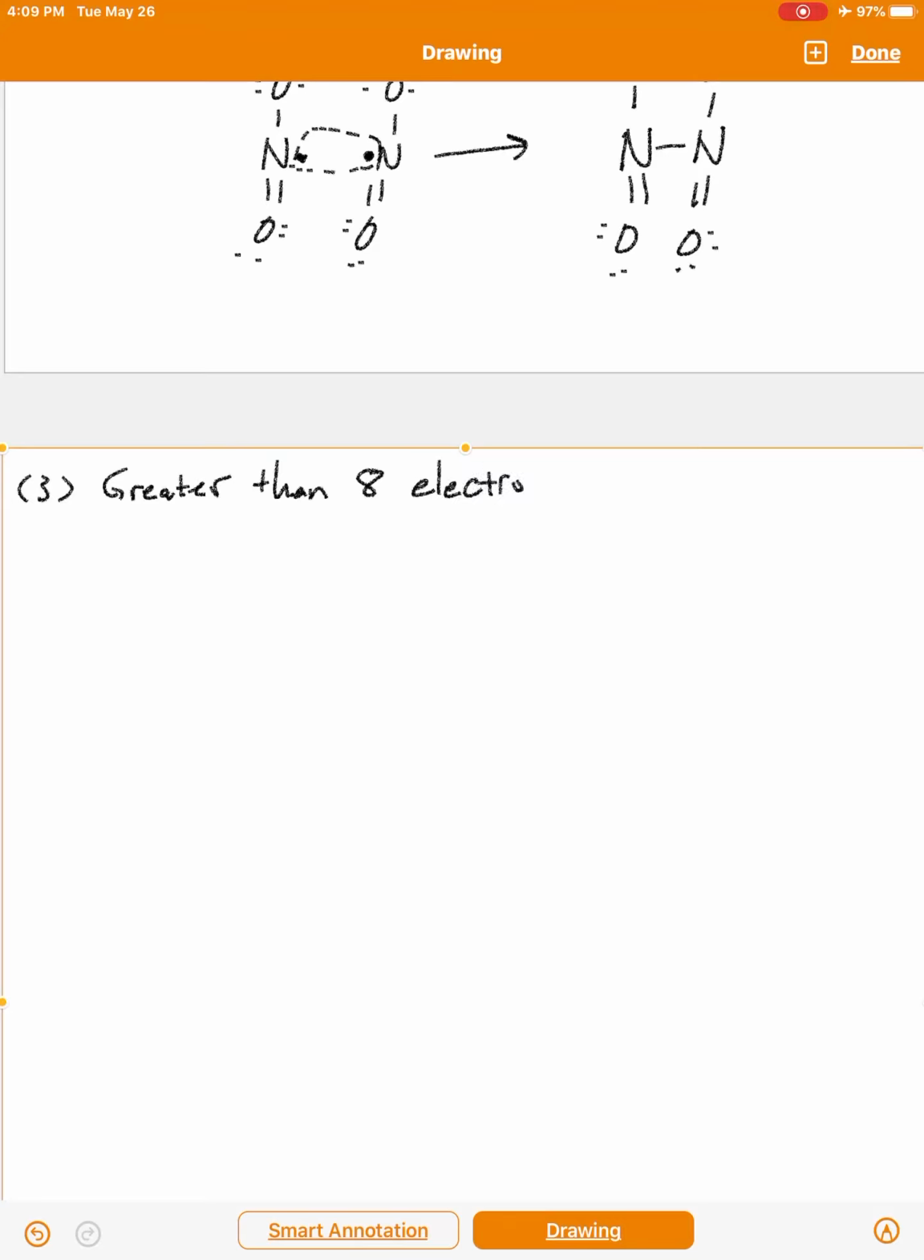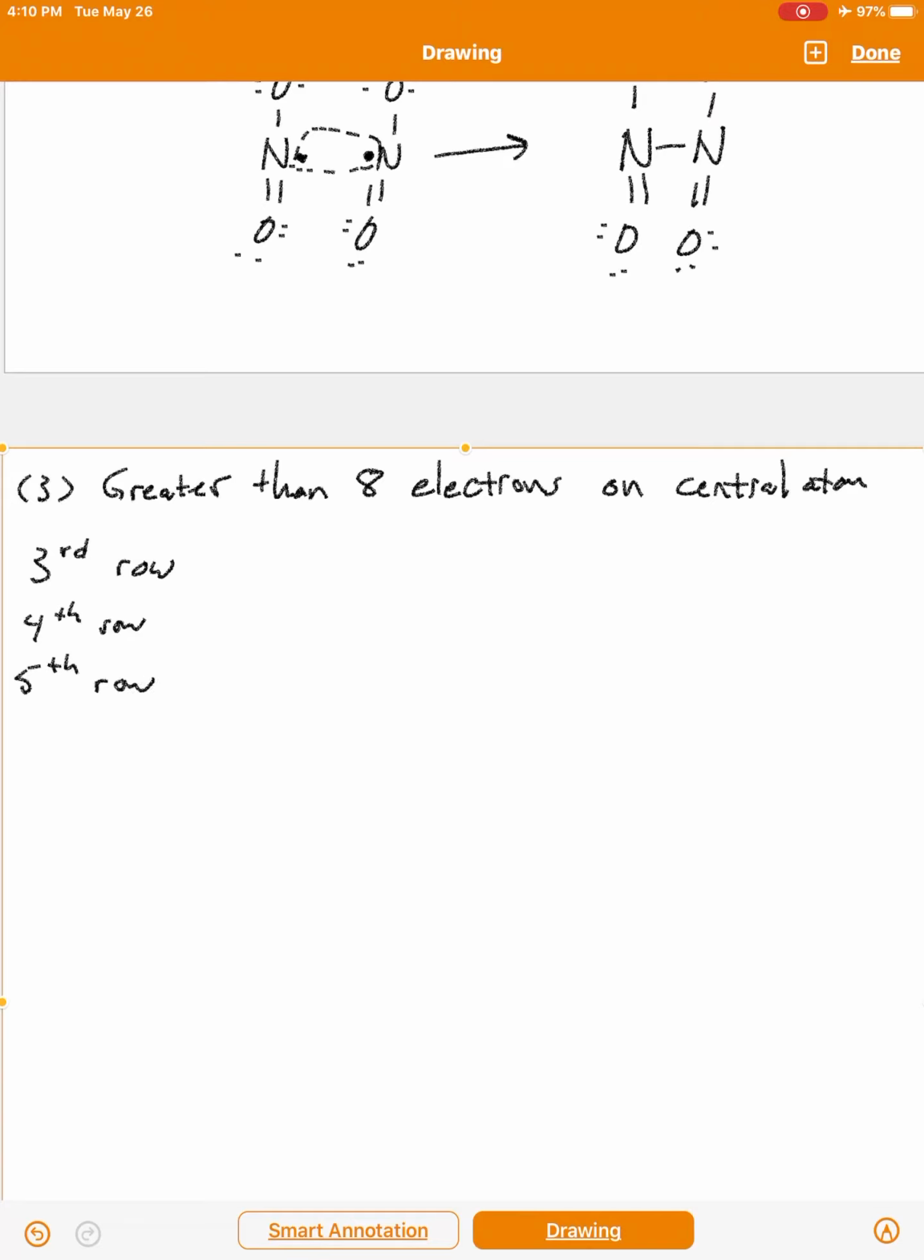Again, we're talking about the central atom. Okay, we're just talking about the central atom. We're not talking about the surrounding atoms. We generally do not observe more than 8 electrons around the surrounding atoms, but around the central atom we can. And so generally what's observed is once you get to the 3rd row, the 4th row, or the 5th row in the periodic table, okay?